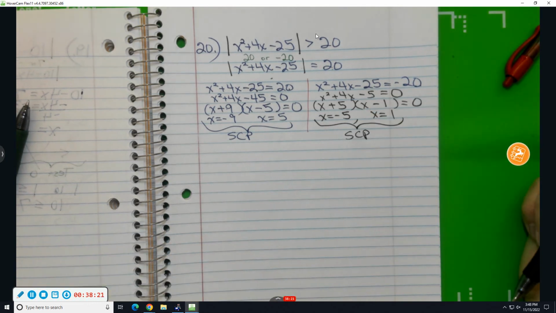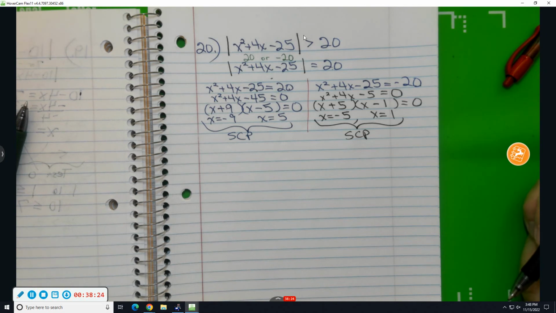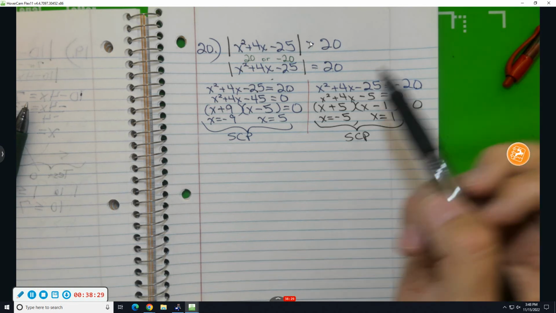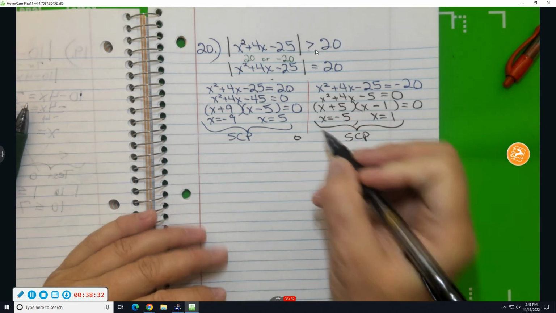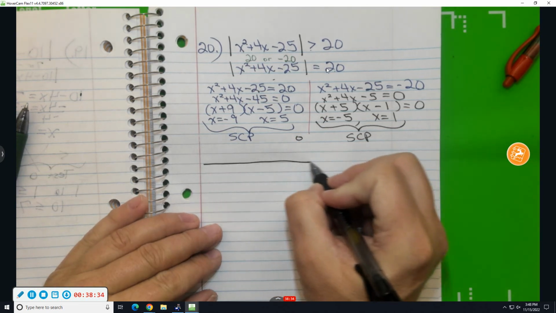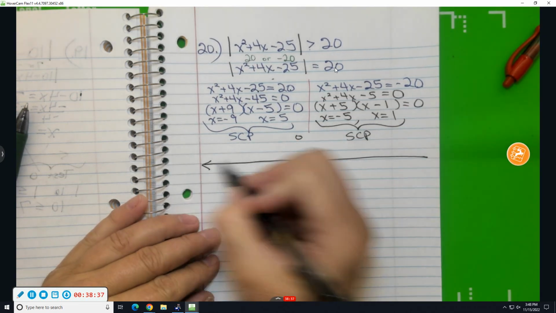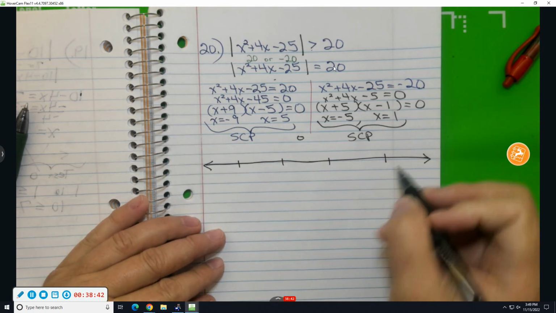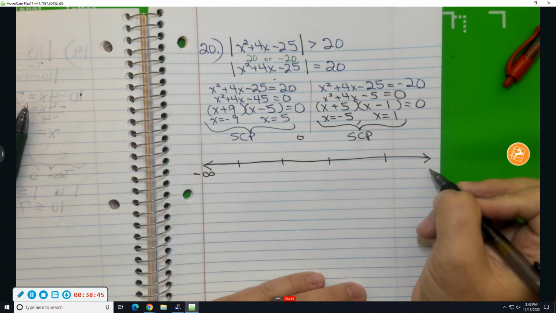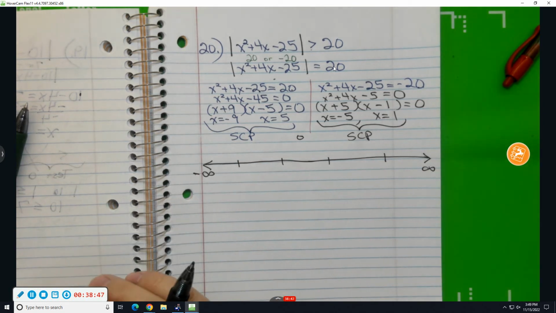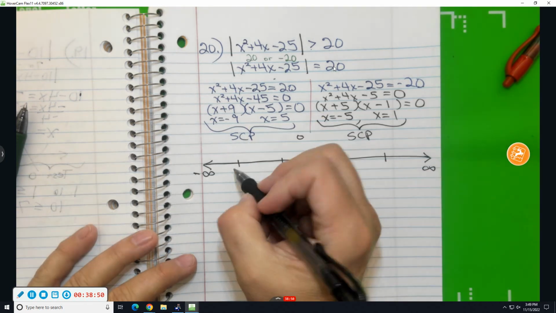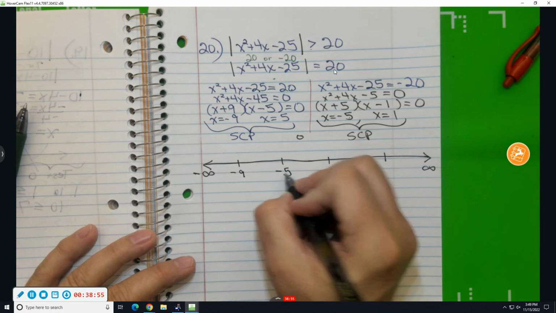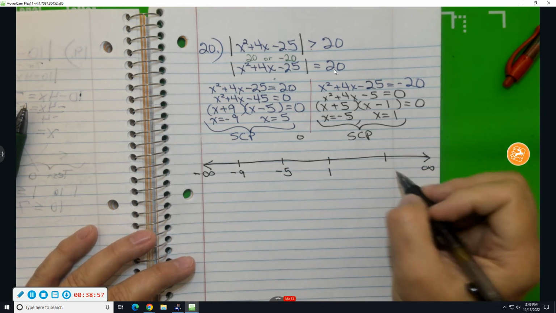How will these solution cut points be labeled? They're all going to be either open or they're all going to be closed. Which one? Open, I agree, because there's no equality. Draw your number line. 1, 2, 3, 4. Make sure you put these numbers in numerical order. The smallest number is negative 9. And then negative 5, positive 1, and positive 5.